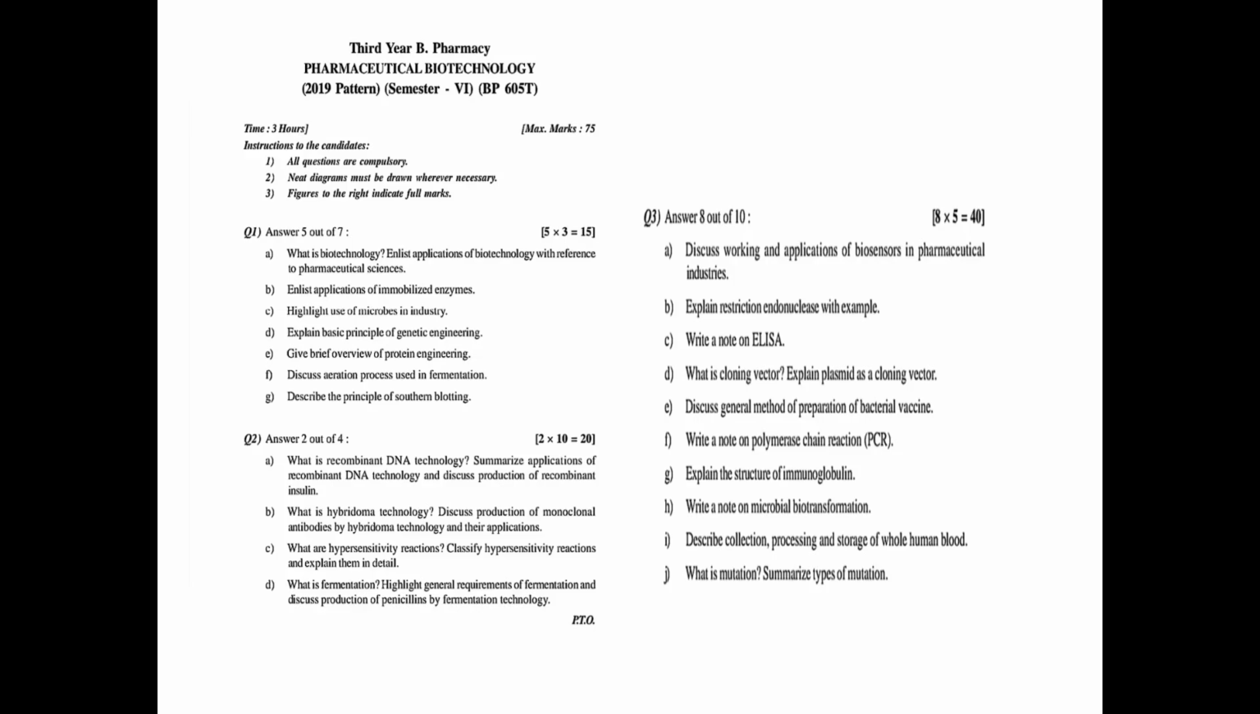Next, second paper. First, what is biotechnology? Enlist applications of biotechnology with reference to pharmaceutical science. Next, enlist applications of immobilized enzymes. Next, highlight the use of microbes in industry. Explain basic principle of genetic engineering. Give brief overview of protein engineering. Discuss aeration process used in fermentation. Describe the principle of Southern blotting.